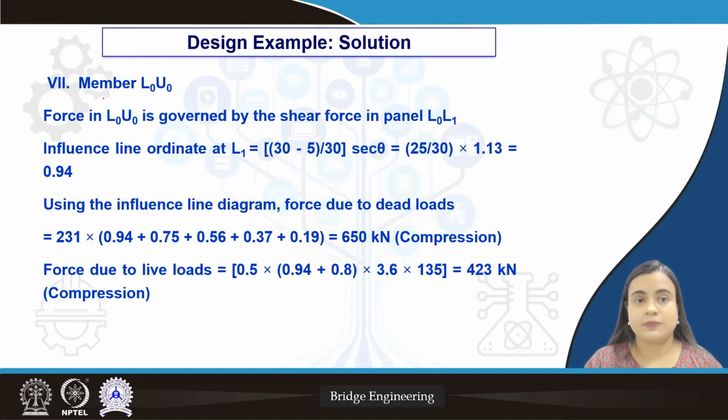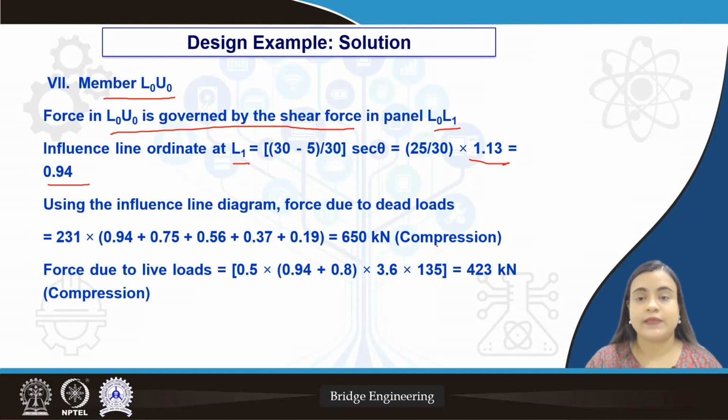Next member is member L0 U0. Force in L0 U0 is governed by the shear force in panel L0 L1. So the influence line ordinate at L1 will be 30 minus 5 by 30 sec theta. So that is obtained to be 25 by 30 times 1.13, that is equal to 0.94.